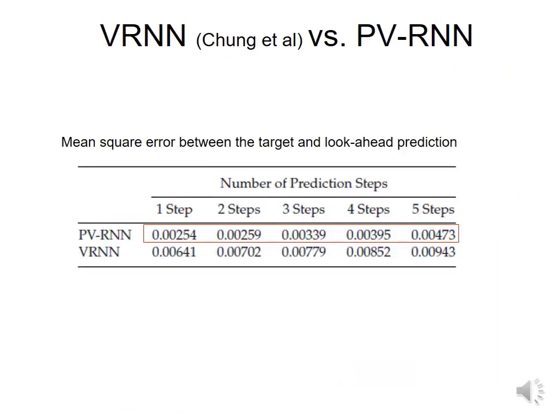I'd like to show the comparison between the VRNN and the PV-RNN. This shows the mean square error between the target and the prediction over different steps. The PV-RNN mean square error is much smaller than the VRNN's. So now we go to the robot demonstration.